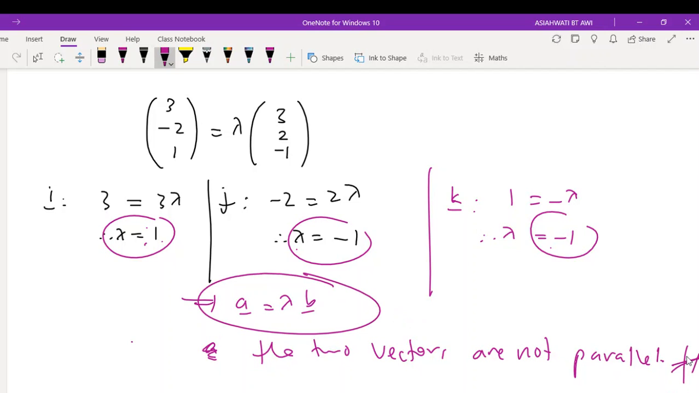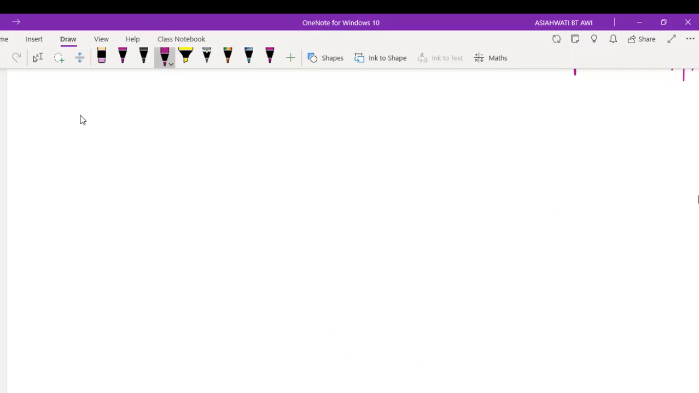Okay, settled. Alternative method, you can use this formula.